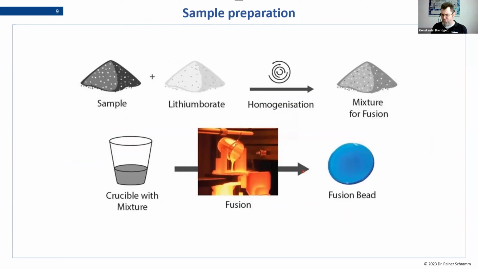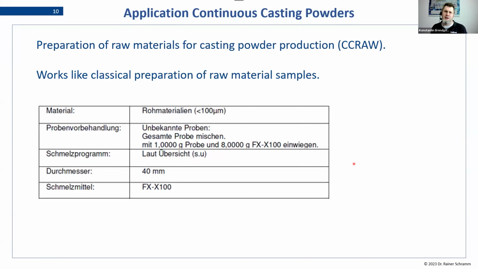The preparation of choice here is fusion. Why, we'll come to in a minute. But basically, we mix the sample with tetraborate. This mixture goes into our platinum crucible. Then we do the fusion, and we have a fused bead in the end. We've done this with a gas machine in the past, and we switched to electrical recently. More on that later.